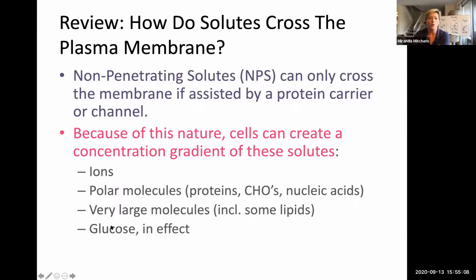So when you're working problems doing osmolarity and tonicity, you want to consider glucose as a non-penetrating solute, unless you're told that the experiment went for several hours and allowed the time for glucose to transport.